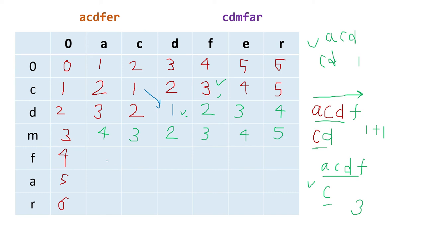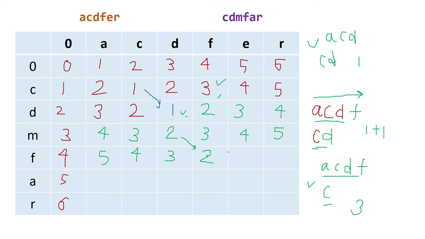Here in this case, F and A is not same, so it will be 5. Here between C and F, they are not same, so it will be 4. Here D and F is not same, so it will be 3. Here F and F is same, so we have to check this result. So it will be 2 plus only 2, right?